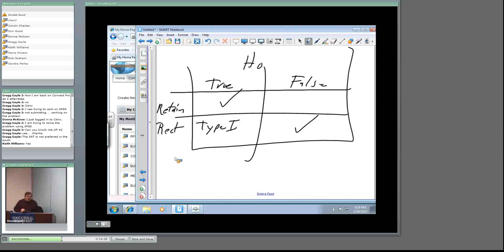On the other hand, I bet you know what this is. The null hypothesis is false, but I don't reject it. I bet you know what kind of error that is. That's a type 2 error. In other words, there really is a difference, but I say that there's not.